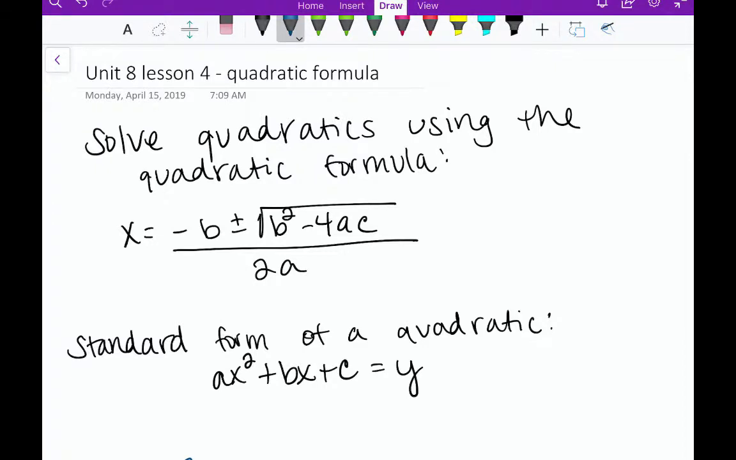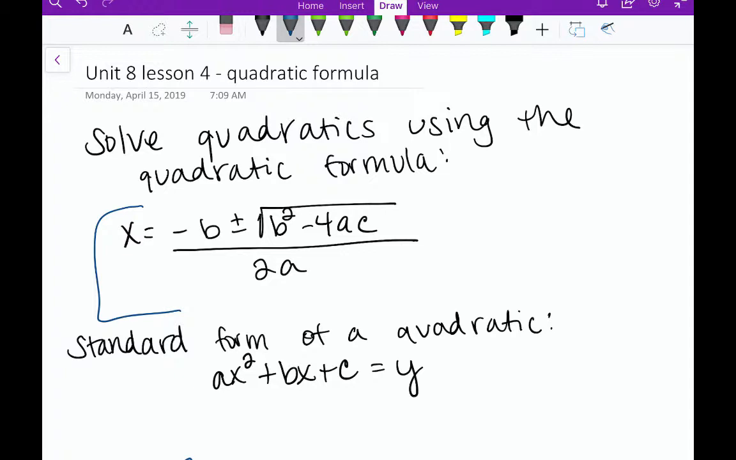This is the video for Algebra, Unit 8, Lesson 4. We're going to look at how to solve quadratics using the quadratic formula. Remember, when we're solving a quadratic, we're looking for the x-intercepts, which can also be called the roots, the zeros, and the solutions.